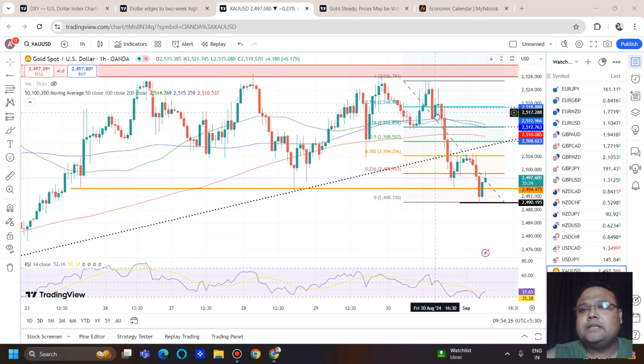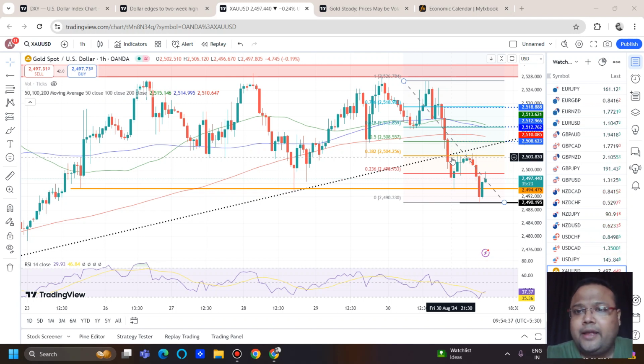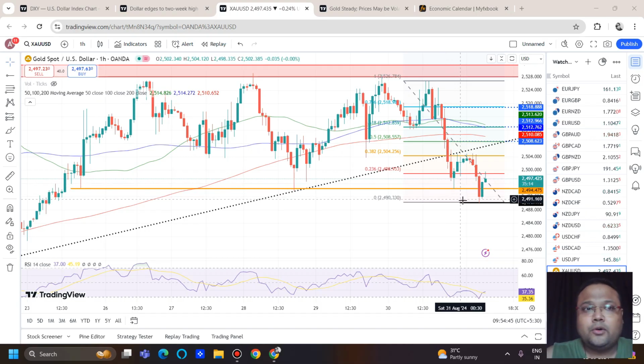On Friday, after this heavy fall, gold took support around the 2494 area and tried to bounce, ultimately closing above 2500, around 2503. On Saturday, we discussed mini trading opportunities, and there we also discussed a selling opportunity below the 2494 area, and we got the sell right after the market opening.